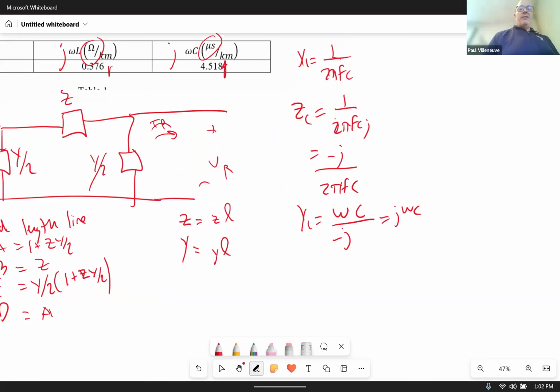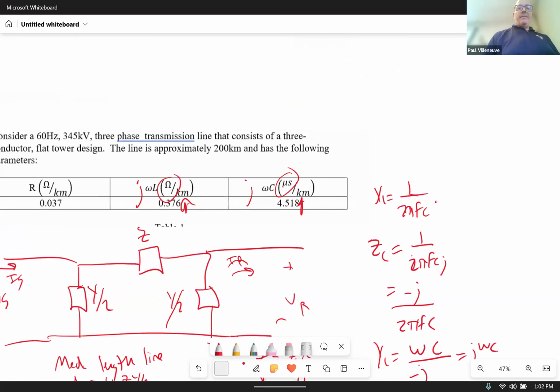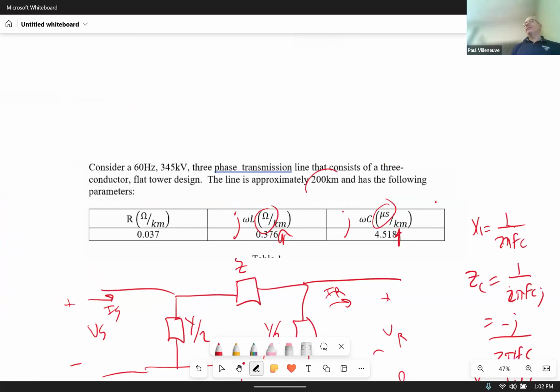You know the line length. And you should be able to calculate uppercase Z and uppercase Y based on those parameters. Once you have uppercase Z and uppercase Y, you should be able to solve for your ABCD parameters.